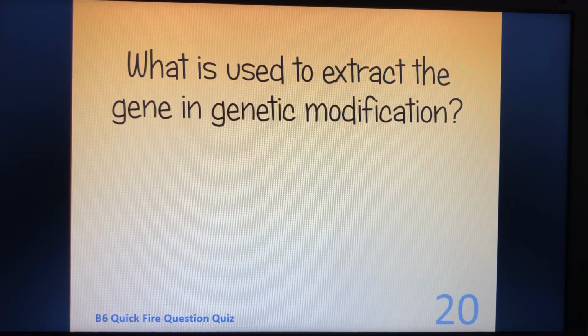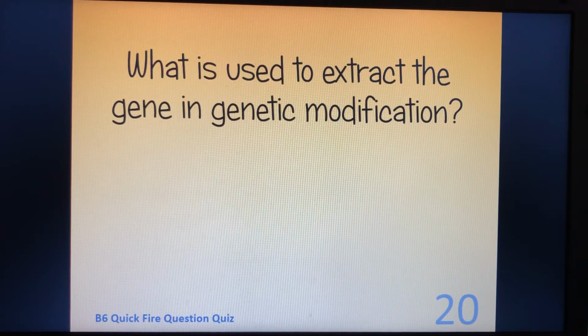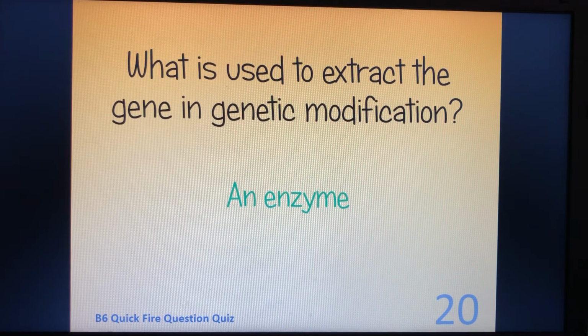Question 20. What is used to extract the gene in genetic modification? What do we use to cut that gene out in genetic modification? And it is not a very sharp knife. And the answer is an enzyme. Okay, enzymes can chop that gene out and place it into the new genetic code.